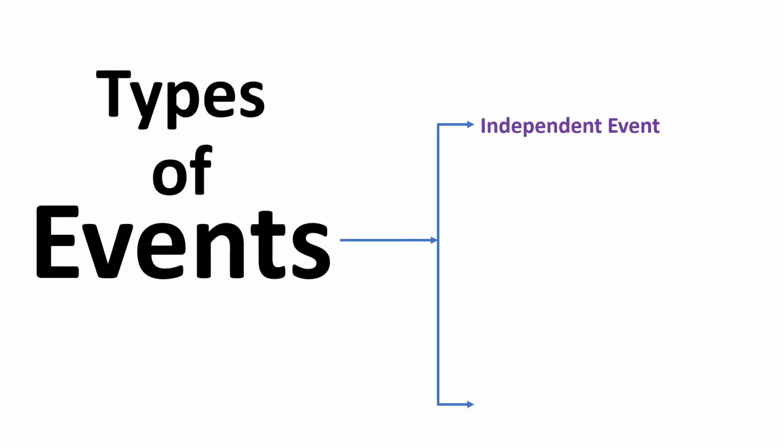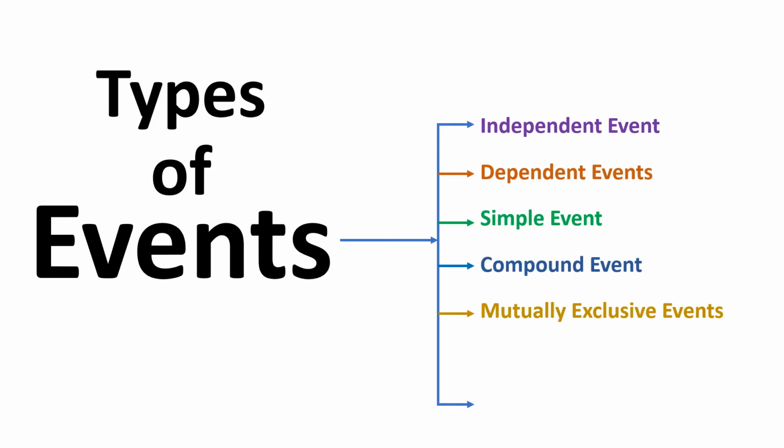Next, we will see what all are the types of events. When we segment all the types of events together, we get 7 types of events, and those are independent event, dependent event, simple events, compound event, mutually exclusive events, and event or event. So these are the 7 types of events which we will be discussing in our upcoming videos.